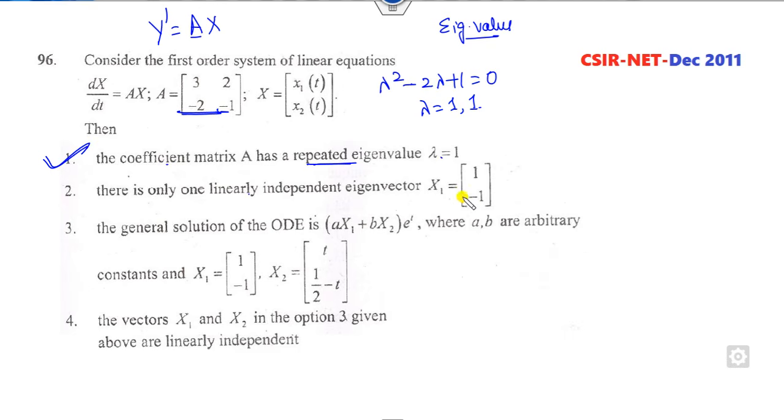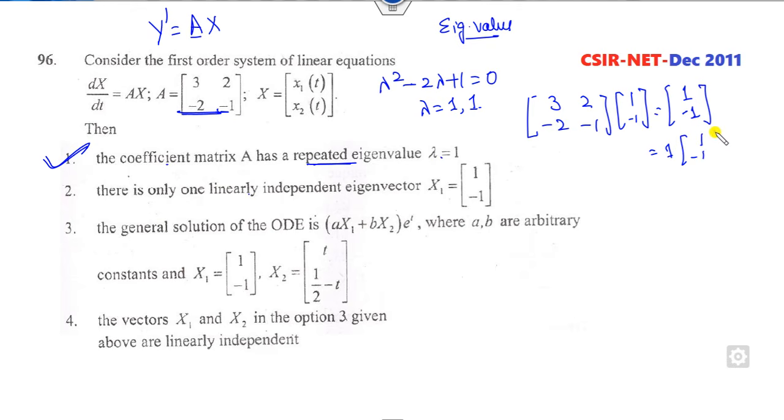Next, how can you check whether it's an eigenvector or not? I can multiply this vector by 1 and minus 1. So what is the answer? It is 1, it's minus 1. It clearly says that the eigenvalue is 1 and the eigenvector is this. This is also the correct answer.